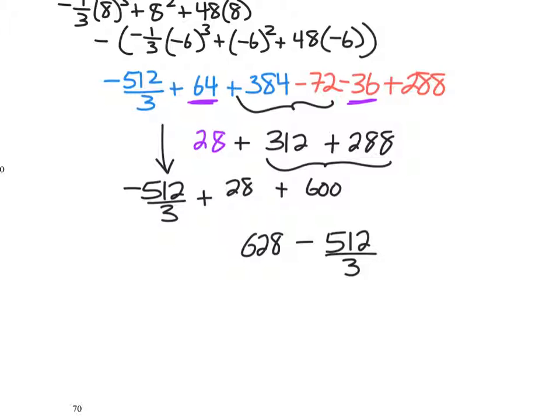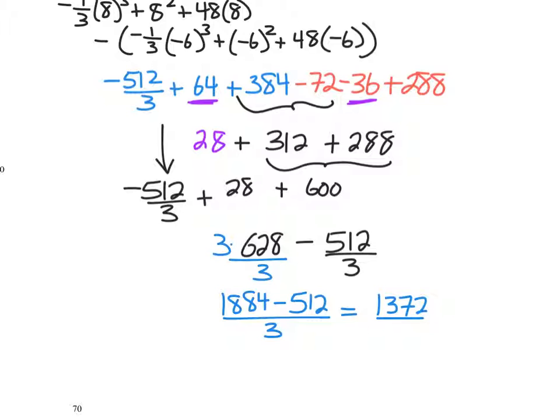All right, but I'll just do it the way I did it before, which is to get a common denominator. So 3. So I just need 8 times 3 is 24. So we're looking at 1884 minus 512 over 3. So 1372 over 3. It looks like.